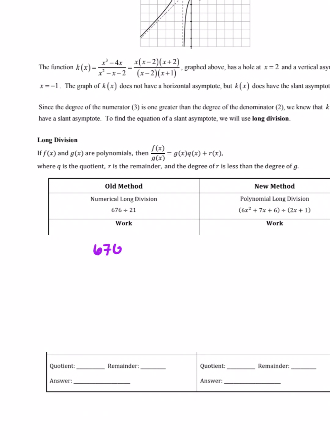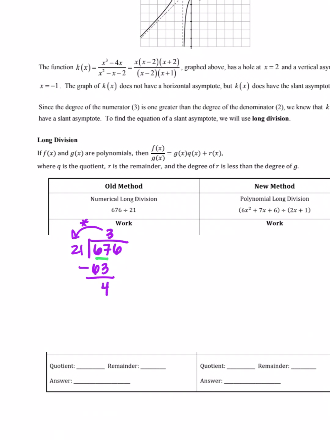If we took 676 and divided by 21, we are going to essentially break this up into pieces. Instead of thinking how many 21s fit into 676, let's just figure out how many 21s fit into 67. So it looks like 3 of them, because 3 times 21 is 63. Now we're going to subtract that to see what our remainder is, because it didn't go in a perfect amount. 67 minus 63 is 4.